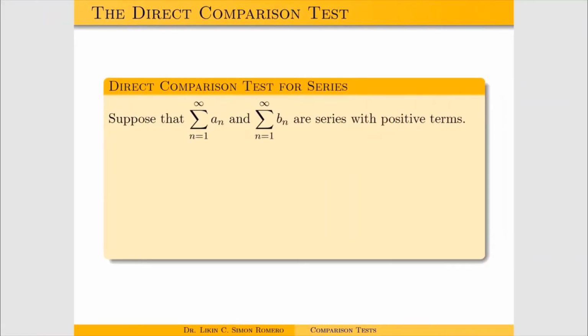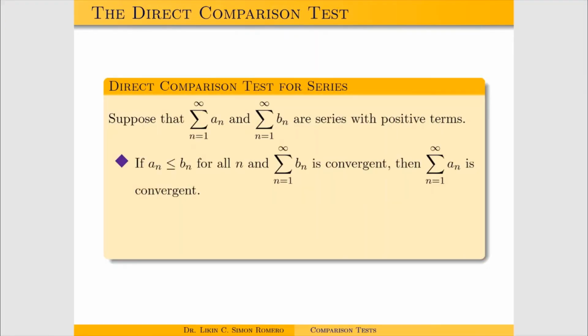For the direct comparison test for series, we start with two series, A of n and B of n, and they are both series with positive terms. There are really two statements here for the comparison test. The first one says if A of n is less than or equal to B of n for each term n, and we know that the series from n equals 1 to infinity of B of n is convergent, then we know that A of n is also convergent.